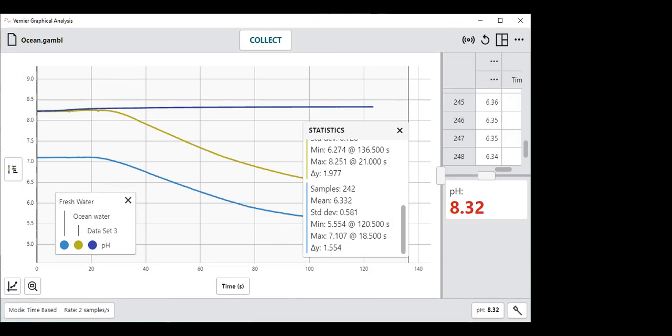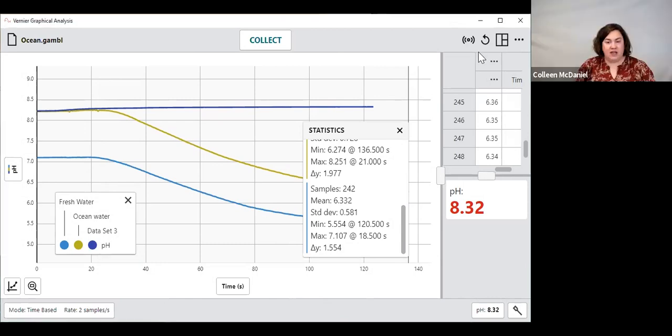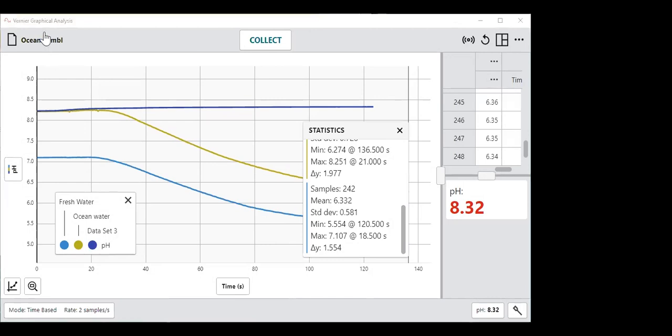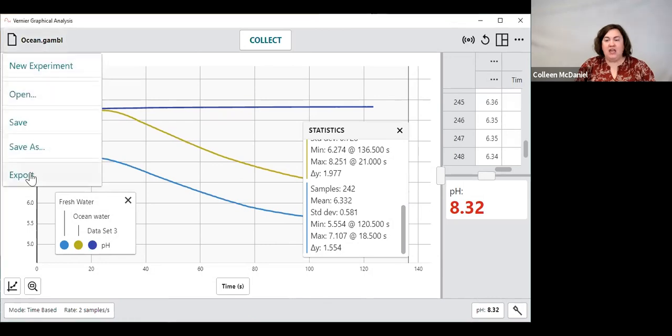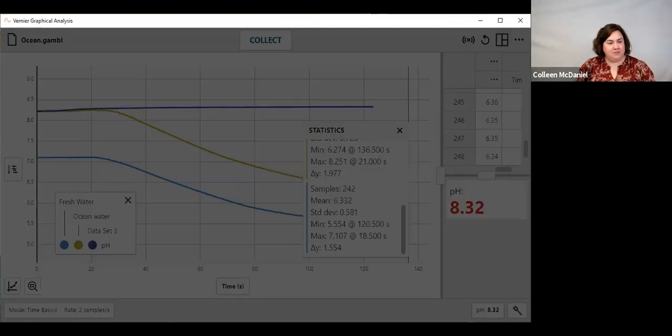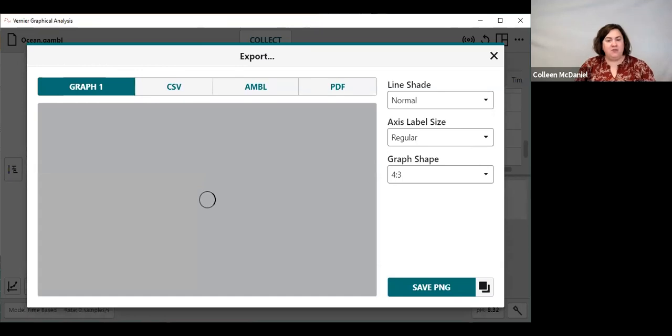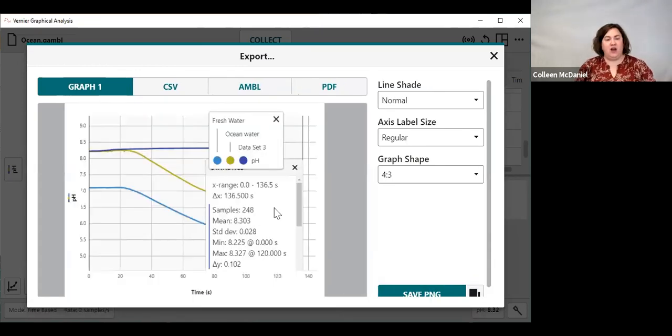There's another question, Colleen. Can you export the graphs to Sheets or Excel? So excellent question. So let me back on here. So over here under File menu, you can go to an export option. And from this export option is where I can actually export my graph. It will also export all the things on that graph as well.